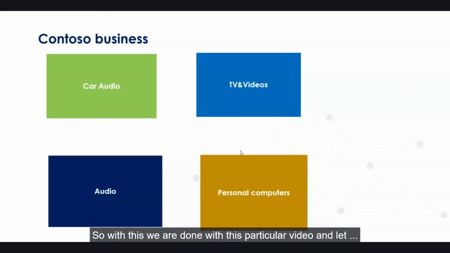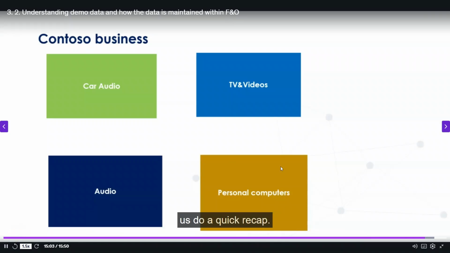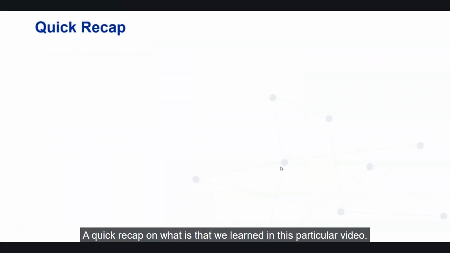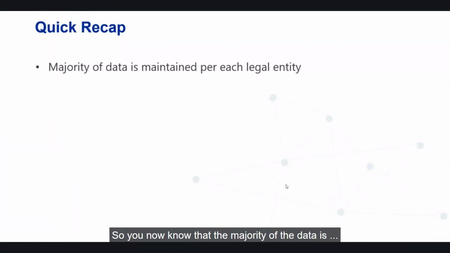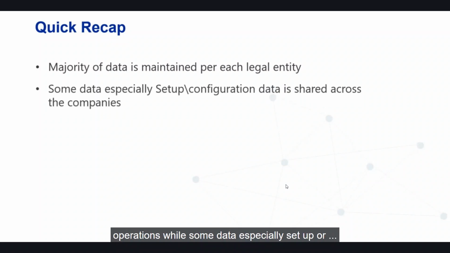So with this, we are done with this particular video, and let us do a quick recap on what we learned in this video. You now know that the majority of the data is maintained per each legal entity in finance and operations, while some data, especially the setup or configuration data, is shared. I will let you know what setup or configuration data is shared as we go forward. But yes, mostly the setup or configuration data is shared across the companies.